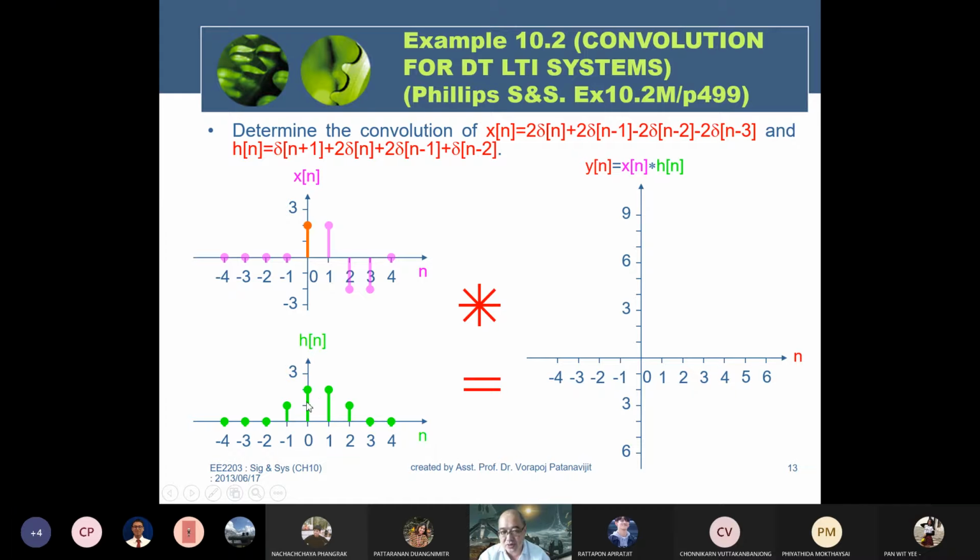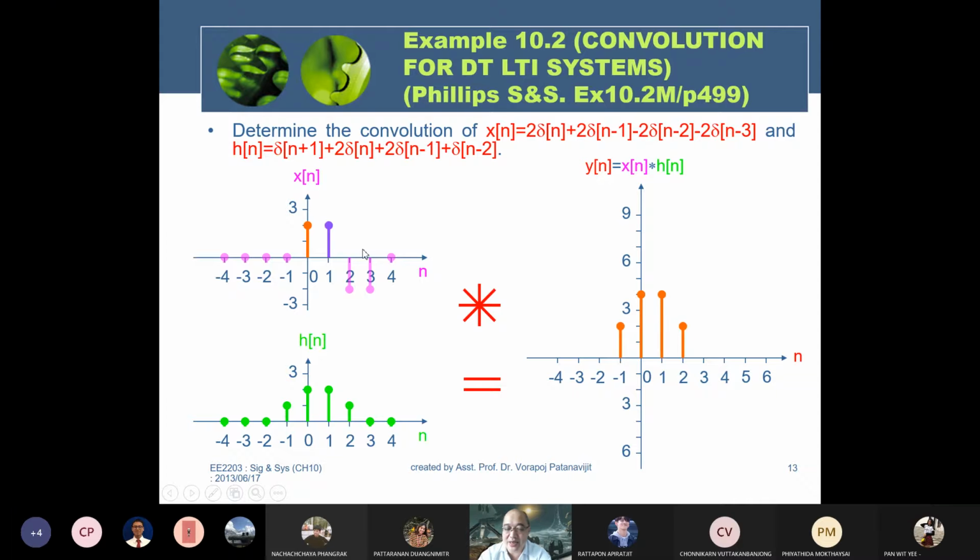2 multiply 2 give you 4, 4 and 2. The location of them, in this case, xn will be located at the center. No shifting. Therefore, the result will be identical to the location of h exactly. Start at minus 1, 0, 1, 2. But the magnitudes of them will be doubled, multiplied by 2. It will become 2, 4, 4, 2.